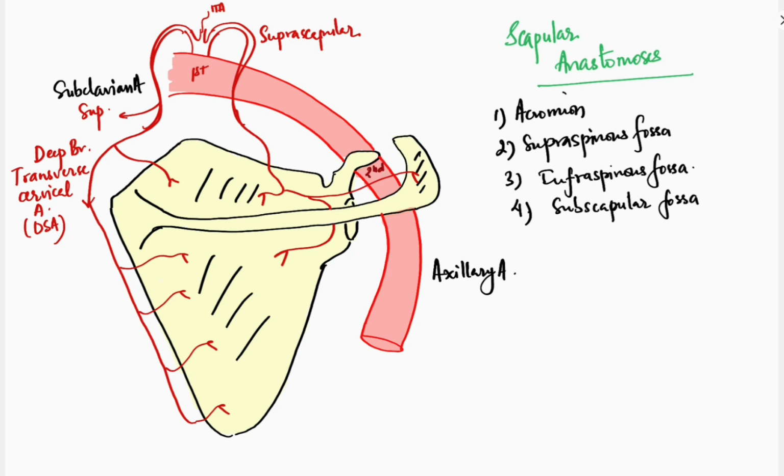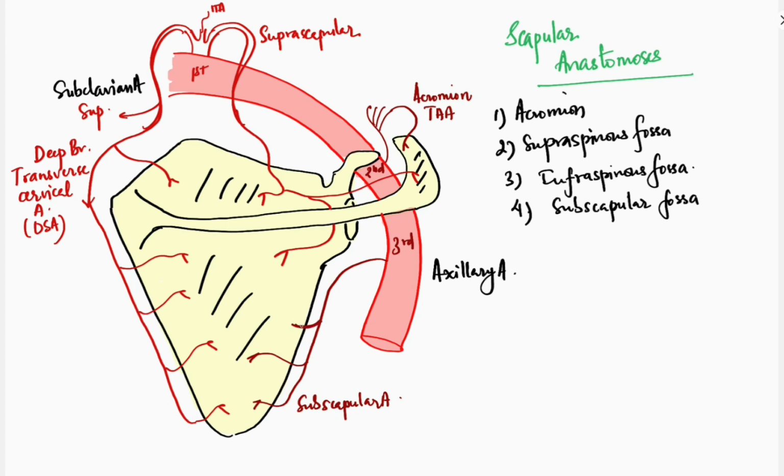Now, from the second part of the axillary artery, the thoracoacromion trunk arises, which gives off four branches, one of which is the acromion branch of the thoracoacromion artery. From the third part of the axillary artery arises the subscapular artery. It goes on to give various branches. A larger branch also supplies the scapula. This is known as the circumflex scapular artery.